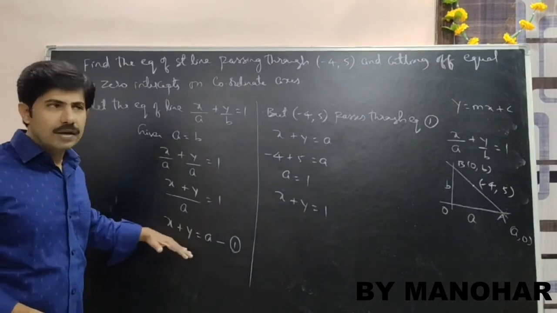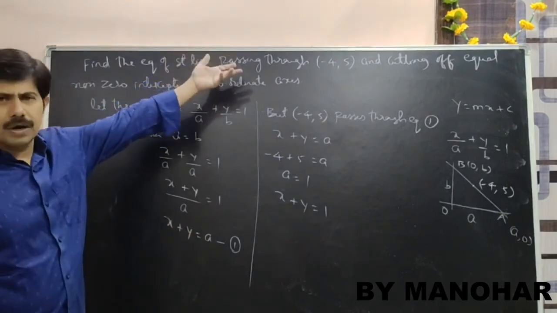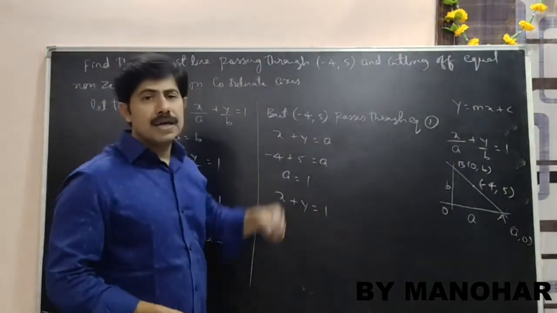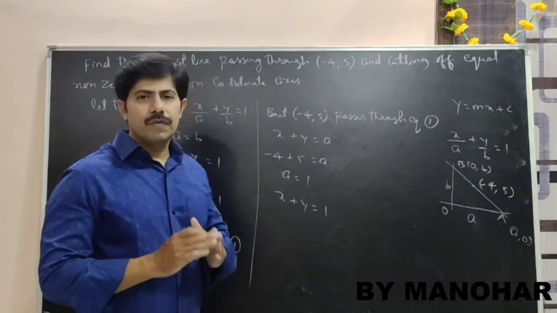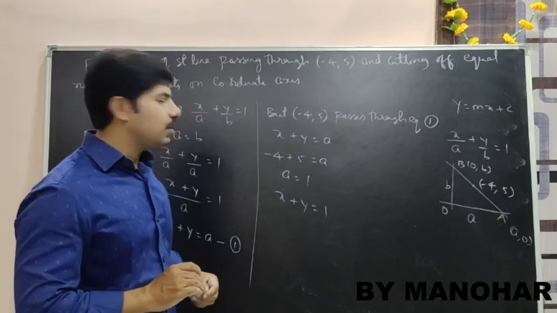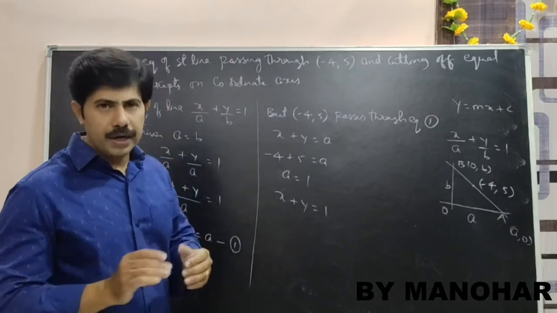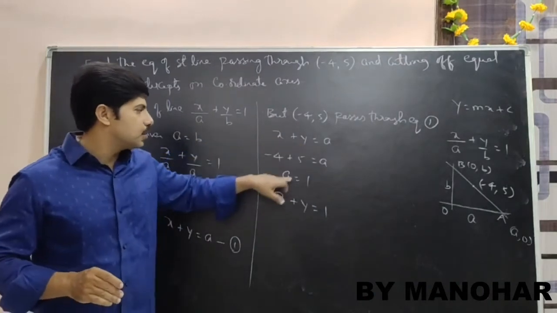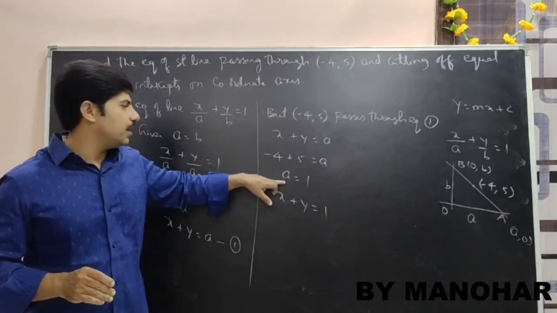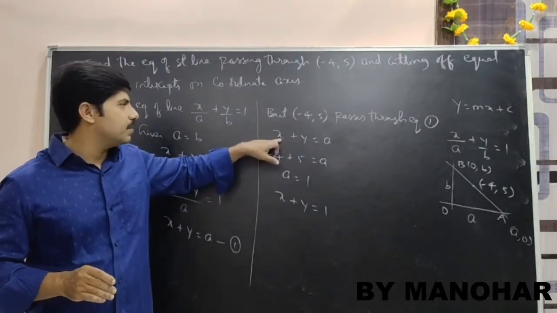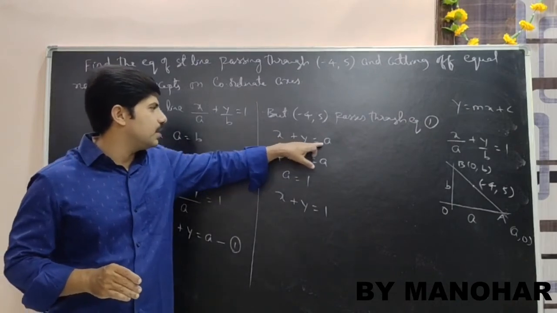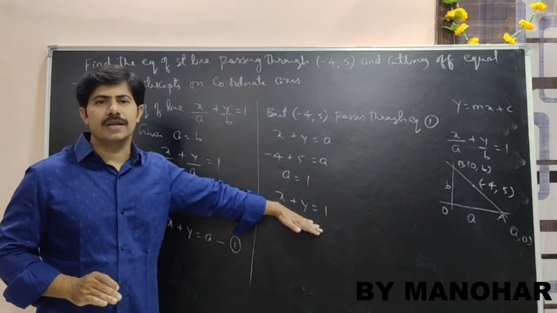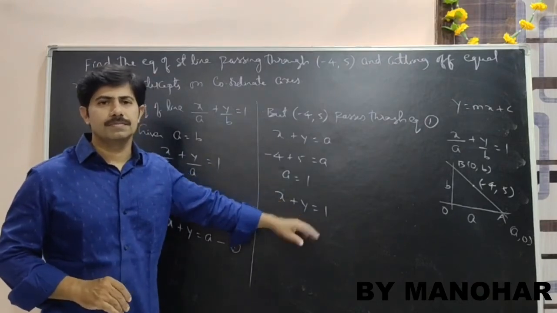So in order to find the constant, they give one more condition in the question if you refer back. That is, the equation of line passes through minus 4 comma 5. So whenever a point passes through a line, we have to substitute that point in the line. So minus 4 comma 5, I am substituting in the line. So I'll get the value of a. After getting the value of a, just substitute back in the same equation. X plus y is equal to a. What is a value? 1. So this is the required equation of line. This is an important problem.